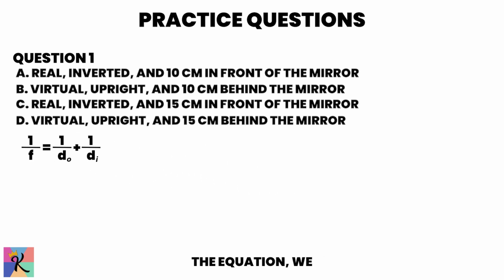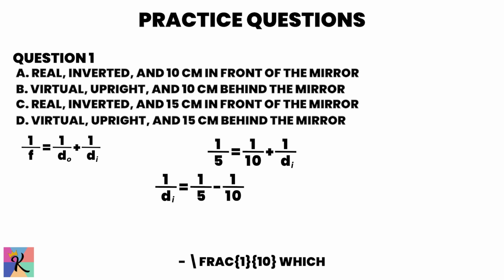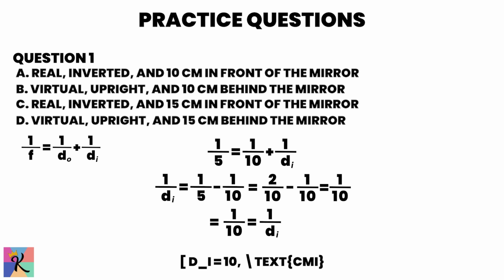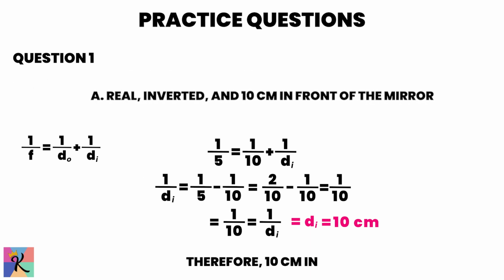So, going through the equation, we get 1 over 5 is equal to 1 over 10 plus 1 over di. We then can solve for one side. 1 over di is equal to 1 over 5 minus 1 over 10, which gives us 2 over 10 minus 1 over 10, which is equal to 1 over 10. Essentially, we get 1 over 10 is equal to 1 over di, and solving for di, we get 10 centimeters. Since it is positive, we know that the image is real and inverted, and it's located, therefore, 10 centimeters in front of the mirror. So, let's do another question.